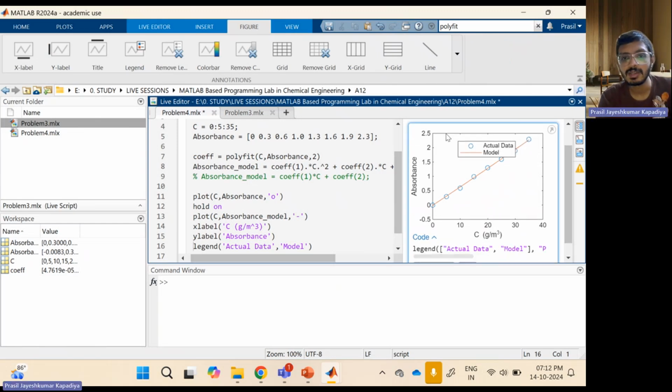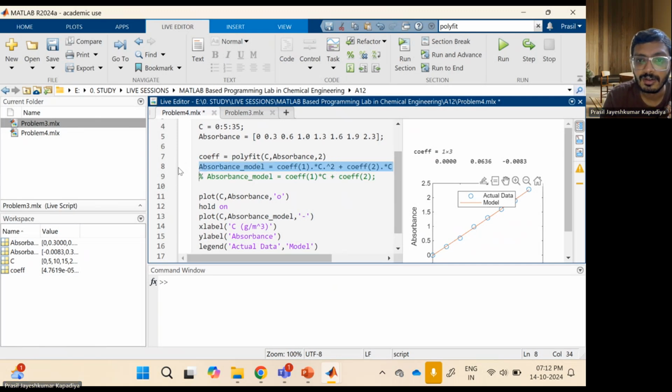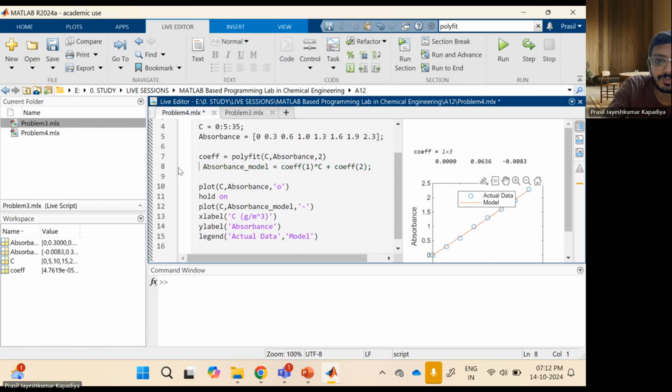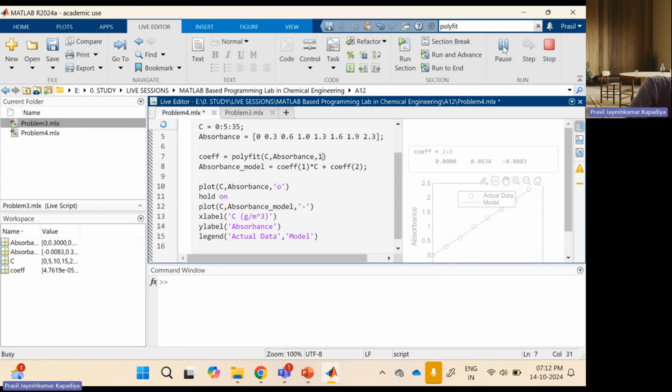See, C1 is coming out to be 0. So this term is anyway coming out to be 0, so it is only fitting my... So this itself suggests that linear fitting is better. Okay. So this is what we did with polyfit.